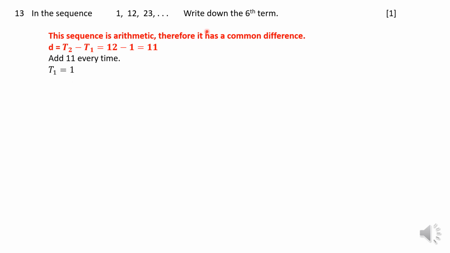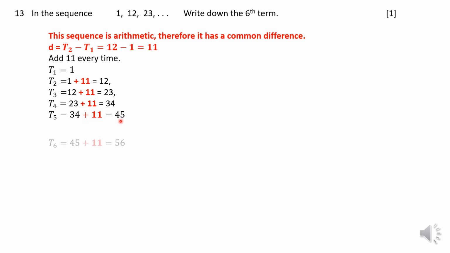Alternatively, I can also use the knowledge we have. We know the first term is 1. The second term, I add 11, I get 12. The third term, I add 11 to that 12, I get 23. And the fourth term, I add 11 to the 23, I get 34. The fifth term is 45. And the sixth term then is 56. You should get this 56 in under a minute.